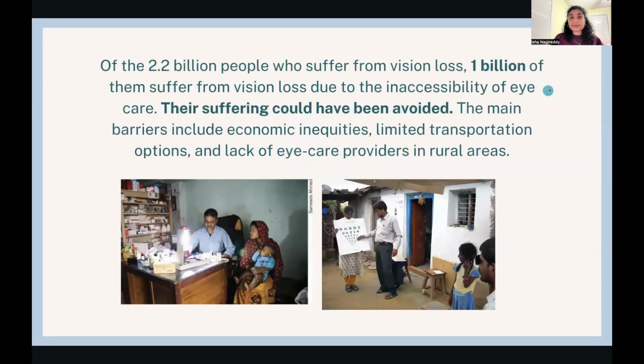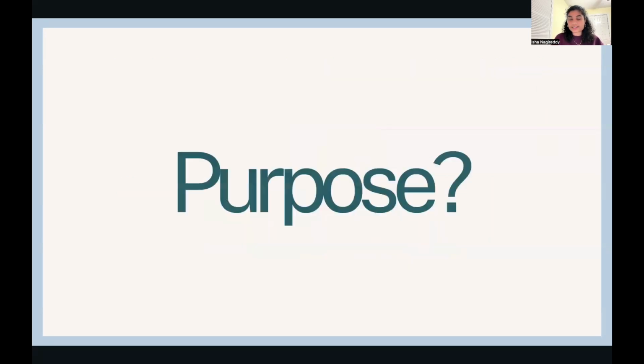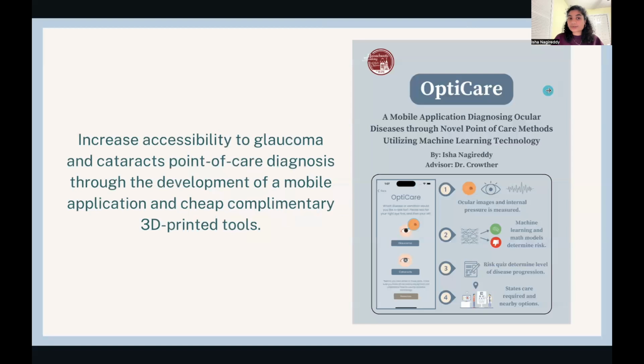Of the 2.2 billion people who suffer from vision loss, 1 billion of them suffer from vision loss due to the inaccessibility of eye care. Their suffering could have been avoided. The main barriers include economic inequities, limited transportation options, and lack of eye care providers in rural areas. To help combat this, OptiCare was created.